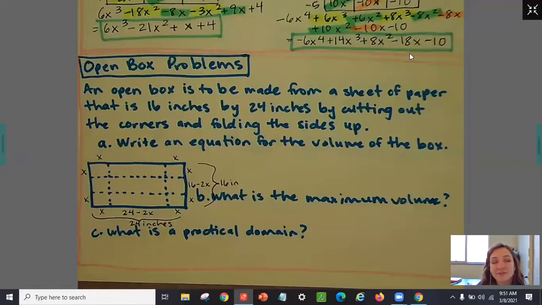Hello everyone. In this video we're going to be talking about an open box problem. So here is the problem. An open box is being made from a sheet of paper that is 16 inches by 24 inches, and it's to be made by cutting out the corners and folding the sides up.